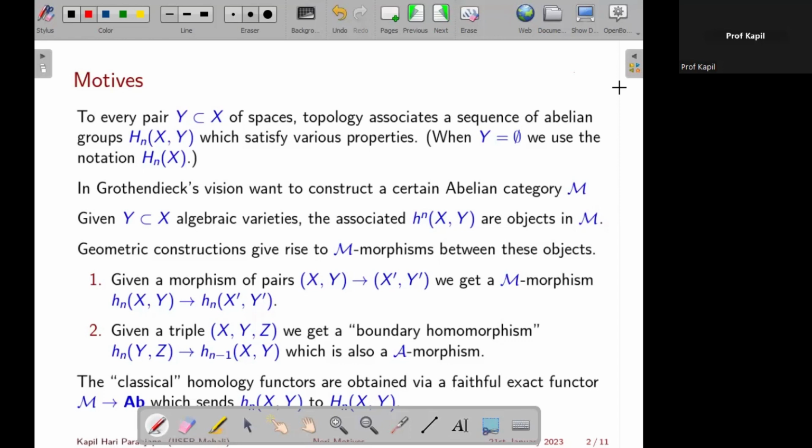So, how do we get the classical homology functors? That is by taking a functor from the category of motives to the category of abelian groups, which sends little h_n(X,Y) to capital H_n(X,Y), the usual singular homology groups. So that's the basic idea.